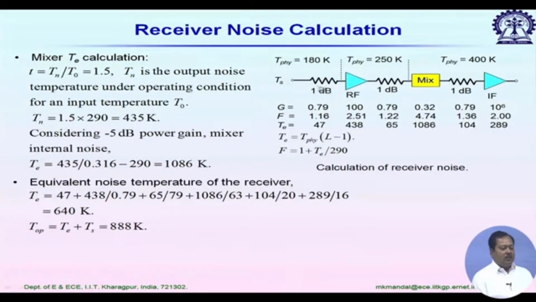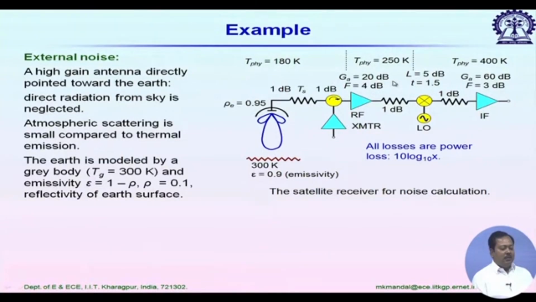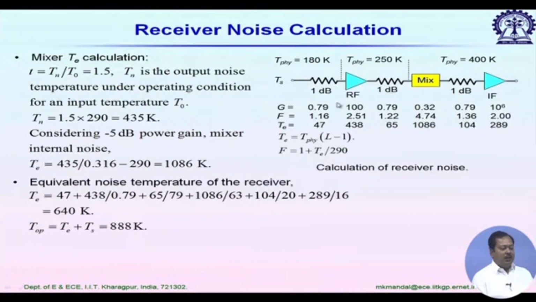You see, I have calculated the gain of different components of this receiver chain. For example, the first component, which is giving 1 dB insertion loss, has gain value 0.79. What we did was simply 10 to the power minus 0.1. Next we have the LNA, for which in the first slide gain is given as 20 dB and noise figure as 4 dB. The corresponding gain is 100, and the noise factor, converting from log to fraction, is 2.51. Again 1 dB gives 0.79 and 1.22. So how are we calculating F? F is equal to 1 plus TE by 290.